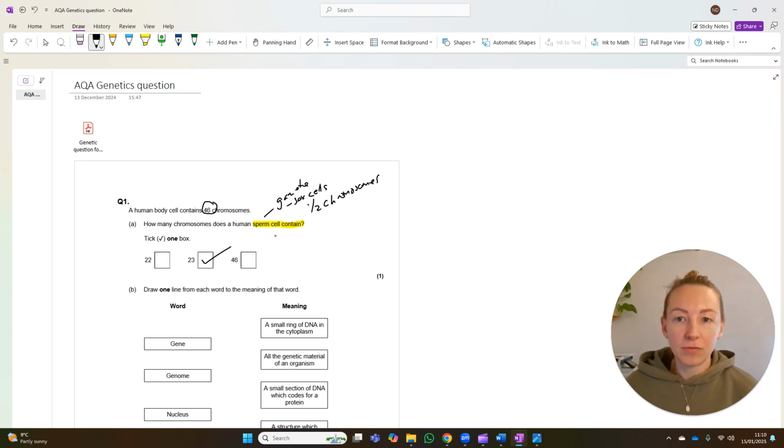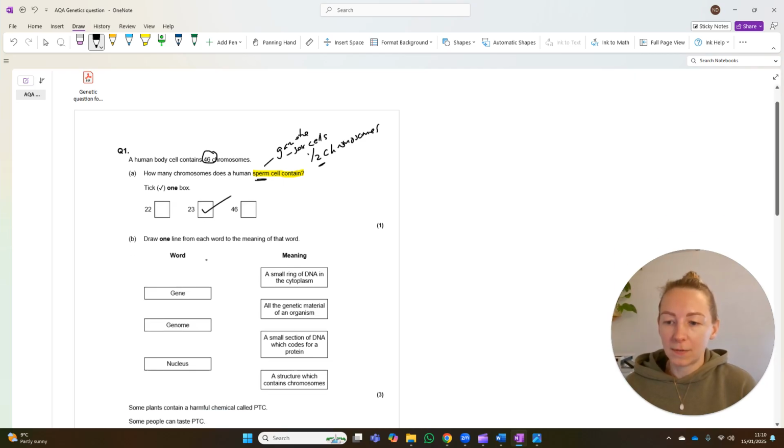But let's pretend they've given you a different example, I don't know, a cat or whatever, and a different number of chromosomes. We know that the sperm cell is a gamete which has half the number of chromosomes. So for there it is 23.